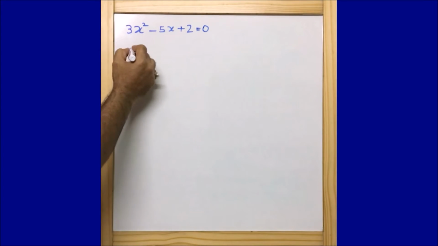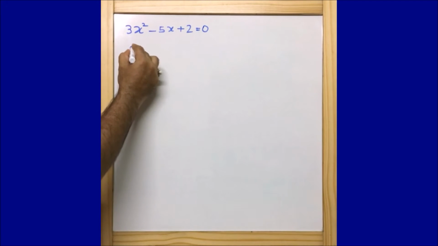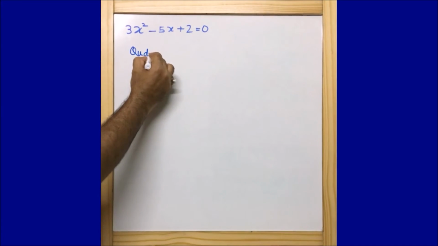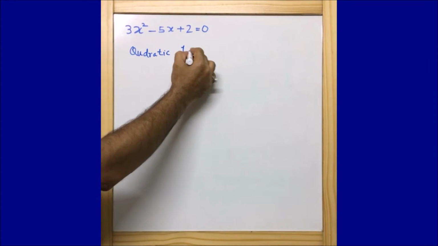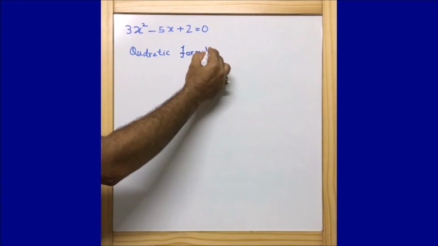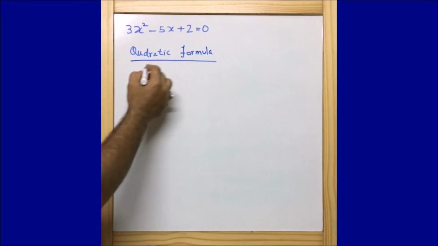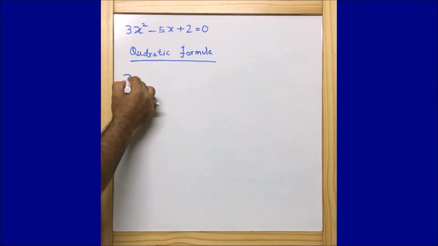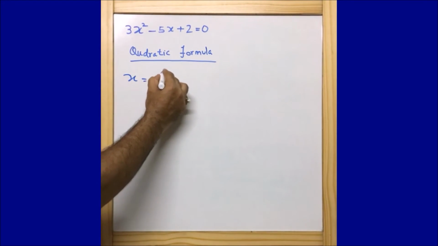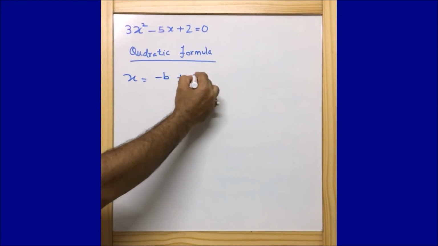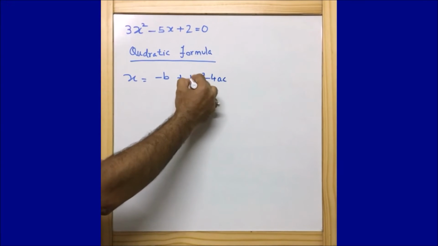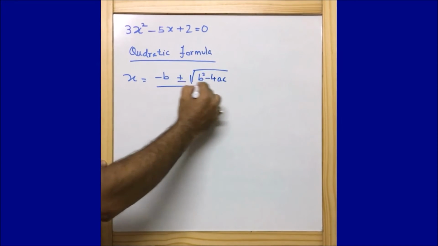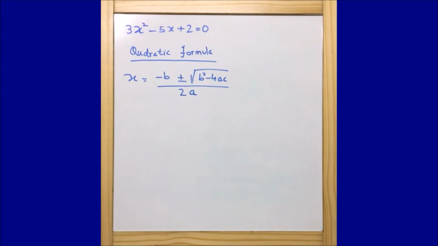So what is the quadratic formula? Let me first of all write down the quadratic formula here. I believe by this time we all are clear about the quadratic formula. So let's see. The quadratic formula is x is equal to minus b plus or minus square root of b square minus 4ac, all over 2a. So guys, this is our quadratic formula.